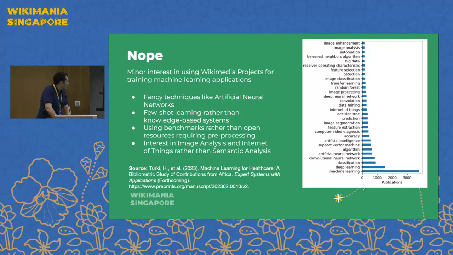Why is that happening? Because using benchmarks rather than open resources prevents the users from having to go through pre-processing. As you know, Wikidata or Wikipedia are community-generated resources, and they may include some mismatches, and researchers don't like to lose time, because this is technically challenging, and because, as you know, the training of PhD students is not robust enough to go through this side work to achieve the goal of their PhD journey. So that's the main thing.